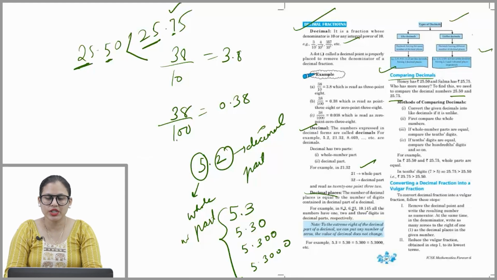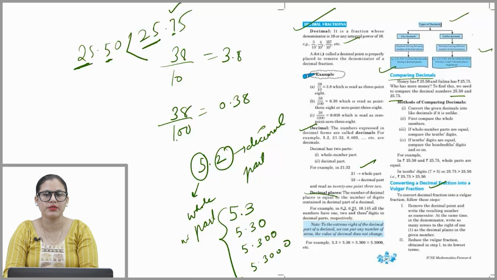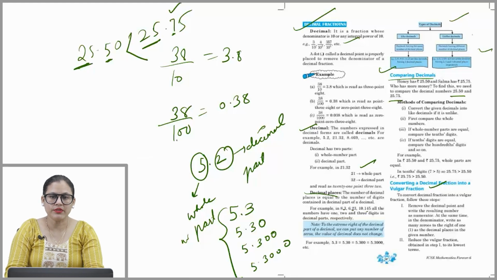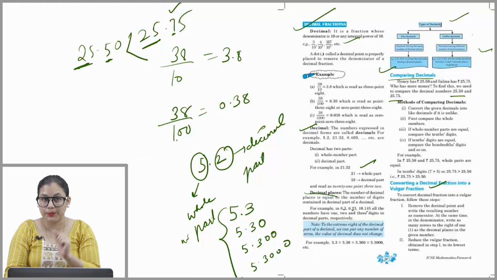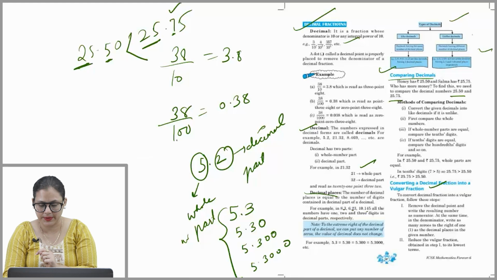Converting a decimal fraction into a vulgar fraction. To convert a decimal fraction into a vulgar fraction, follow these steps. Number 1, remove the decimal point and write the resulting number as the numerator. At the same time, in the denominator, write as many zeros to the right of 1 as the decimal places in the given number. Number 2, reduce the vulgar fraction obtained in step 1 to its lowest terms.